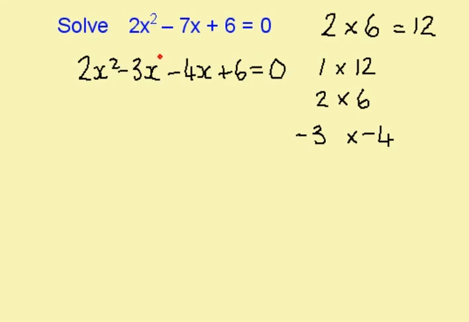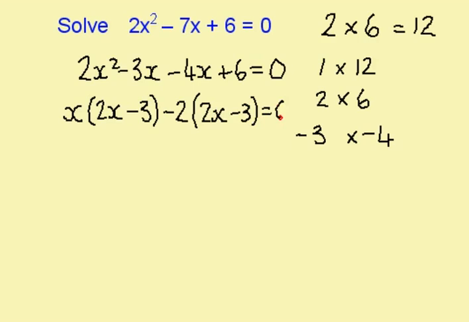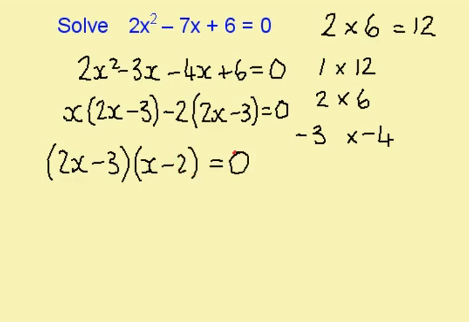I'm now going to factorise these 2 terms here. I can take out a factor of x. This leaves me with 2x minus 3. I'm going to factorise these 2 terms here. I can take out a factor of minus 2, which leaves me with 2x minus 3. I've now found a common factor of 2x minus 3, and left is x minus 2. I've fully factorised my equation.